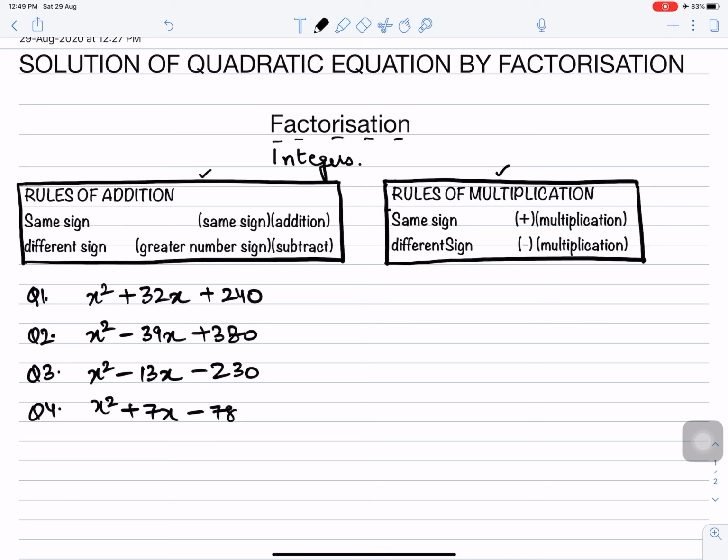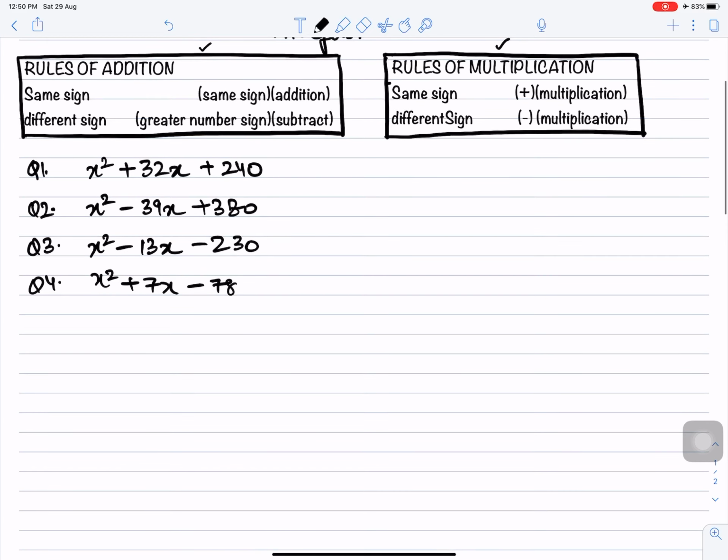When we have to add any two integers, let me explain. These are very important rules. In the rule I have written same sign and different sign. What do you mean by same sign? Same sign means when we add two numbers, both the numbers should have the same sign.